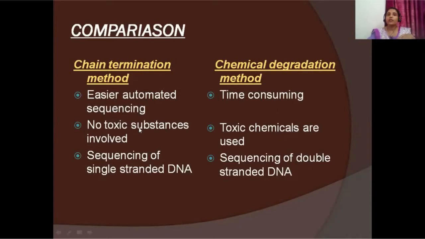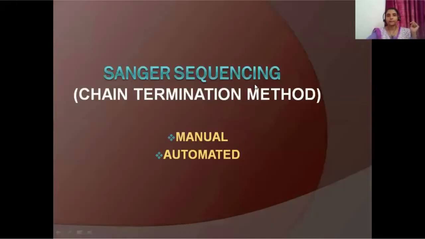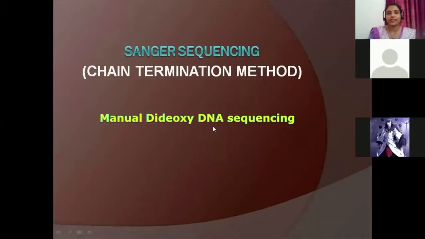In chain termination method, you have no toxic substances involved, okay, or the toxicity level of chemicals used is very less. Whereas in chemical degradation, with the name itself, there is chemical. Many toxic chemicals are used over here, okay. Chain termination method, you sequence a single stranded DNA. Okay, and here you sequence a double-stranded DNA. This is just a basic difference, but I'll be telling you the advantages and disadvantages of both these methods in the coming slides once we cover up the methods. Okay, we'll go to the next slide.